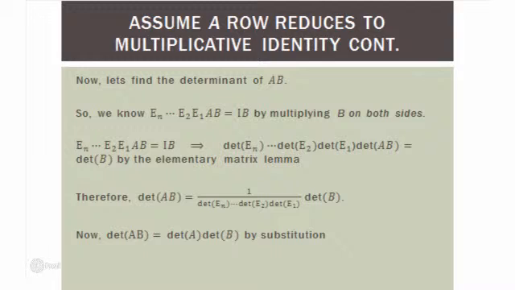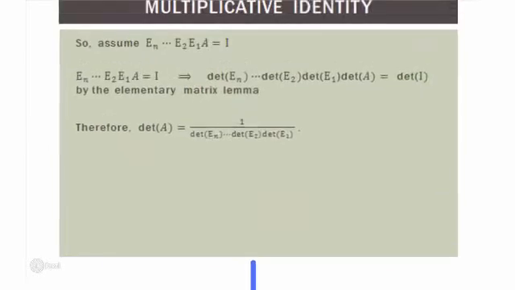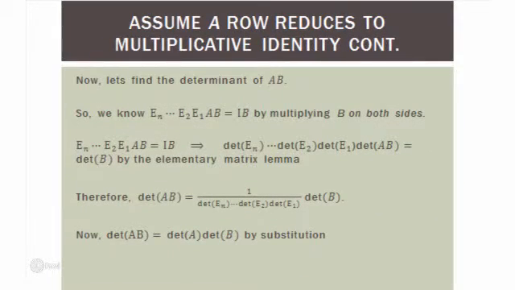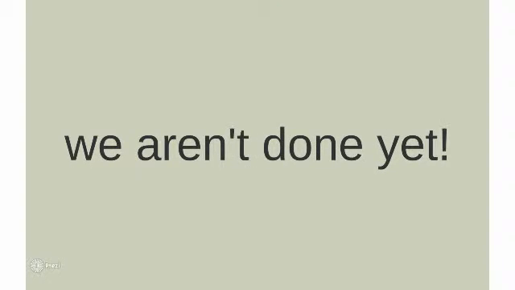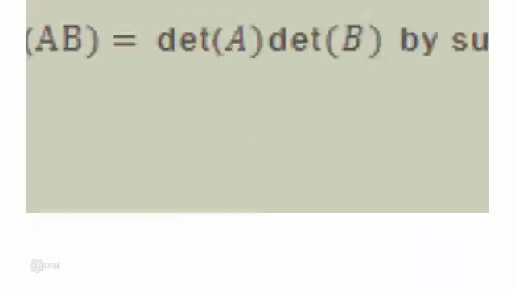But now we can divide over the elementary matrices again, like we did back here. And we will get that determinant of AB equals 1 over the determinant of all the elementary matrices times determinant of B. And now we can substitute in A, because determinant of A was 1 over the determinant of all the elementary matrices. So now we get determinant of AB equals determinant of A, determinant of B by substitution. But we are not done yet.